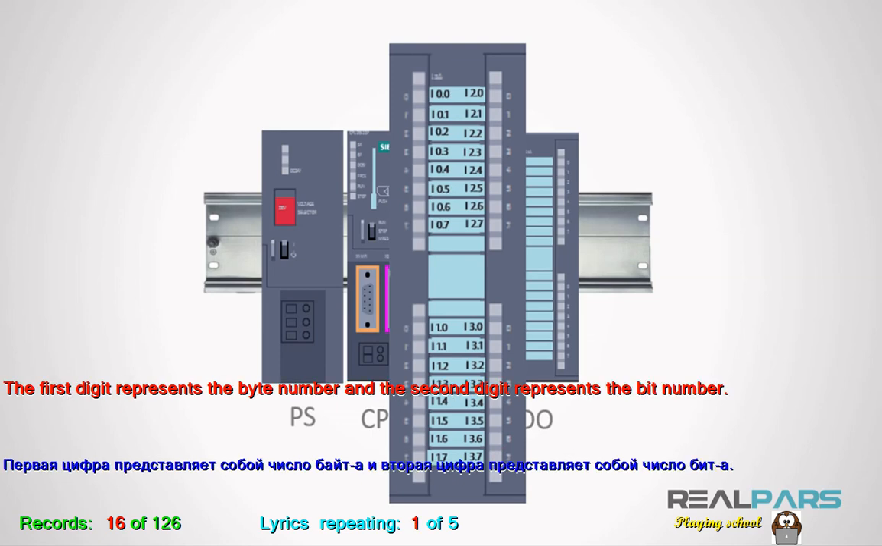The first digit represents the byte number, and the second digit represents the bit number.